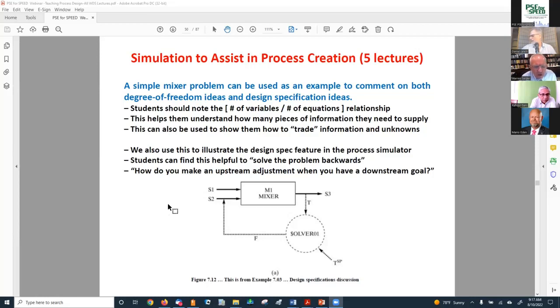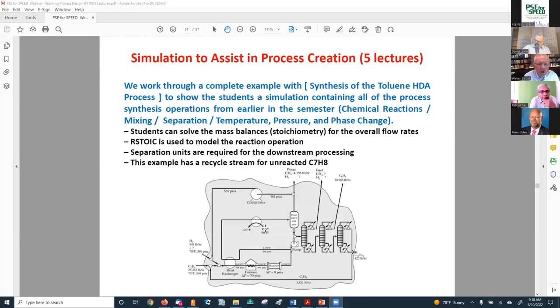We also use this to illustrate the design specification feature in the Aspen Plus process simulator. Students can find this helpful to solve the problem backward. How do you make an upstream adjustment when you have a downstream goal? So we do an example, and most people do this kind of thing. Okay, you've got two streams, S1 and S2, and you would like to be able to specify an outlet temperature. So you measure the outlet temperature, you have some kind of a solver that has a specification, okay, and you adjust the flow rate of S2, and you iterate around doing that. That's a typical kind of example.